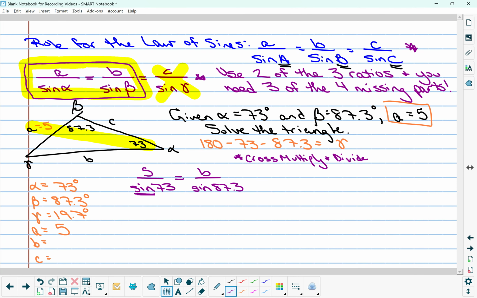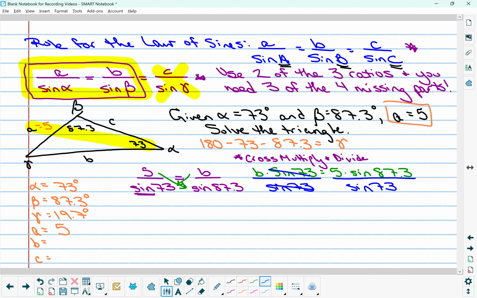And you're solving for the unknown, right? So I'm going to take and multiply these two things, and I'm going to get b times the sine of 73 is equal to this times this. So 5 times the sine of 87.3. And don't do any math yet. Get the b all by itself before you do anything. So I'm going to take this side and divide by the sine of 73. Divide this side by the sine of 73. And then cross it out, cross it out.